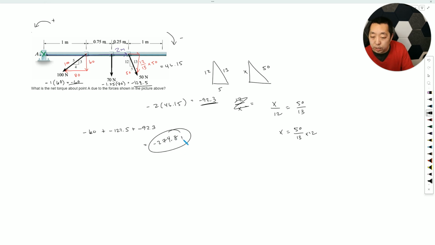You can make that plus or minus, and the units are newton meters. I made it a minus because I said clockwise was negative, but if you made clockwise positive, then a positive number is fine.